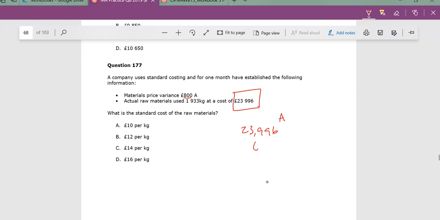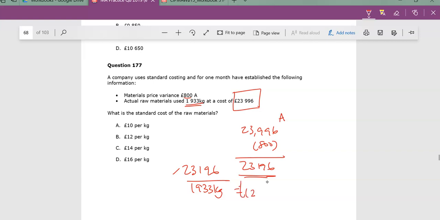So we were expecting you to actually spend 23,196. That's what we were expecting you to spend, and you bought 1,933 kilograms. So per kilogram we were expecting to spend 23,196 on those kilograms. Remember that when we're talking about pricing, we're basing it on what you actually went out there to buy. So this divided by this gives you a comfortable 12. You should have spent 12 pounds per kilogram.